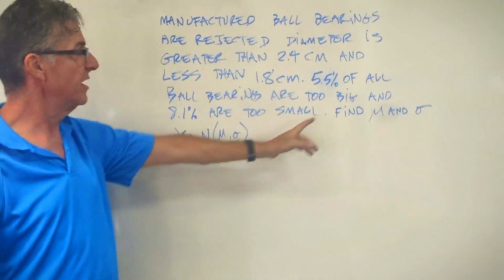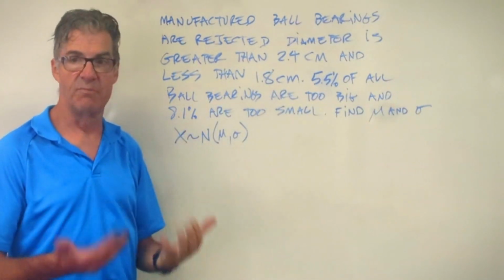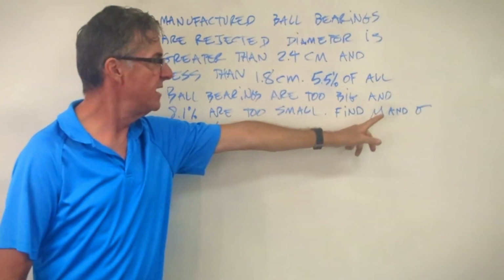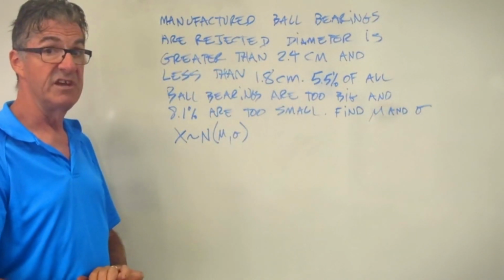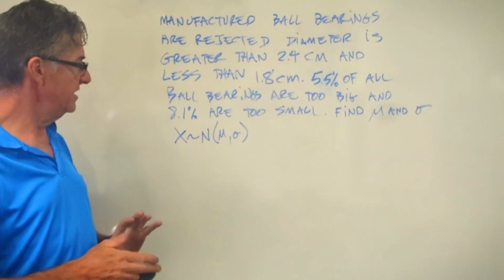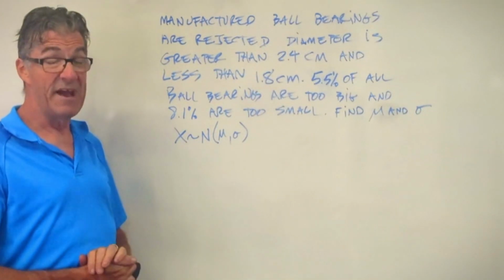5.5% of all ball bearings are too big and 8.1% are too small. Here's your prompt. Find mu and sigma. Find your mean and your standard deviation. So articulating this problem looks like that. We don't know these things, so we have to find them.